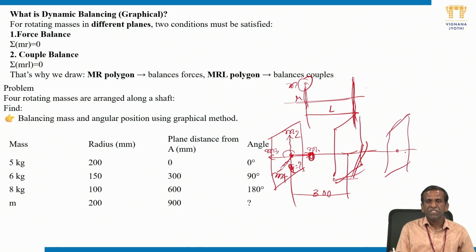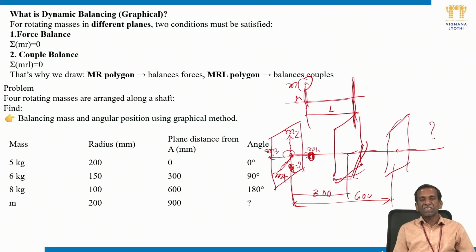third mass, which is located at 600 from the reference plane. This is 600. Okay, I think you are able to understand. Fourth one, which plane, and what is the distance, we need to find. This is the basic problem here. Not all the masses are lying in a single plane.